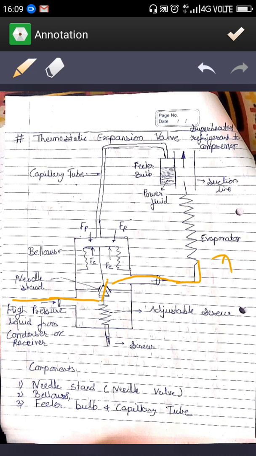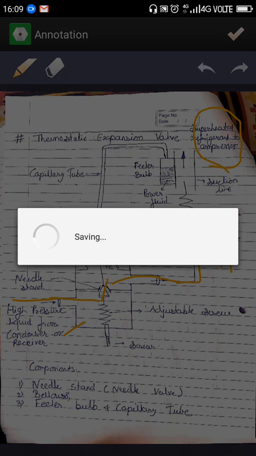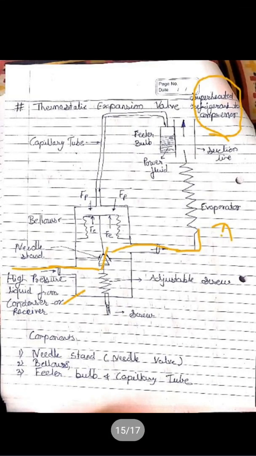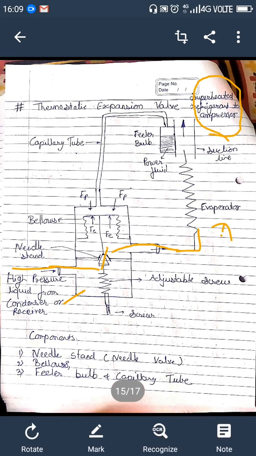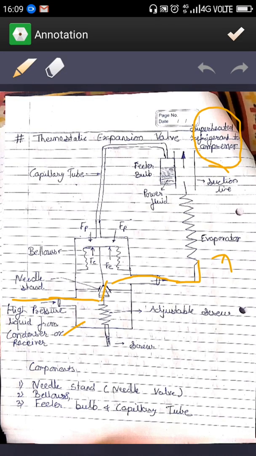And you know what happens in the evaporator: this liquid gets evaporated and comes out in the form of vapors, which may be a superheated vapor. These superheated vapors are then sent to the compressor. So this is the suction line. So how this valve actually works is what we are going to study here.